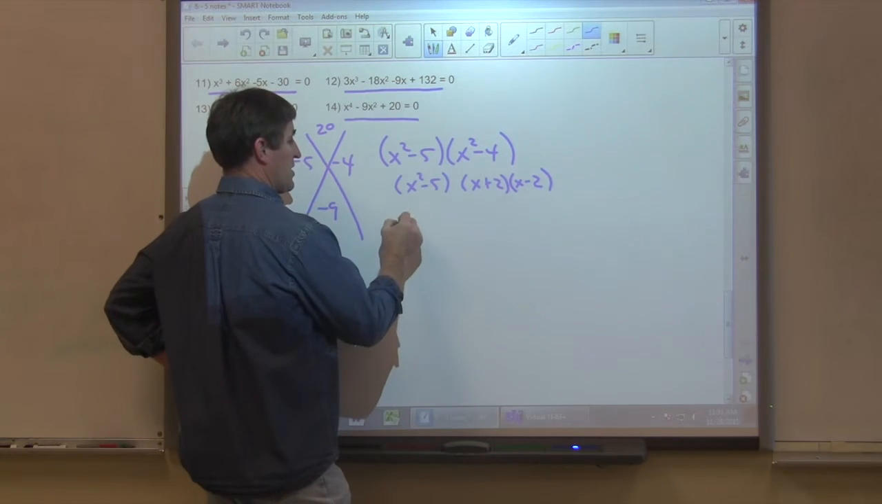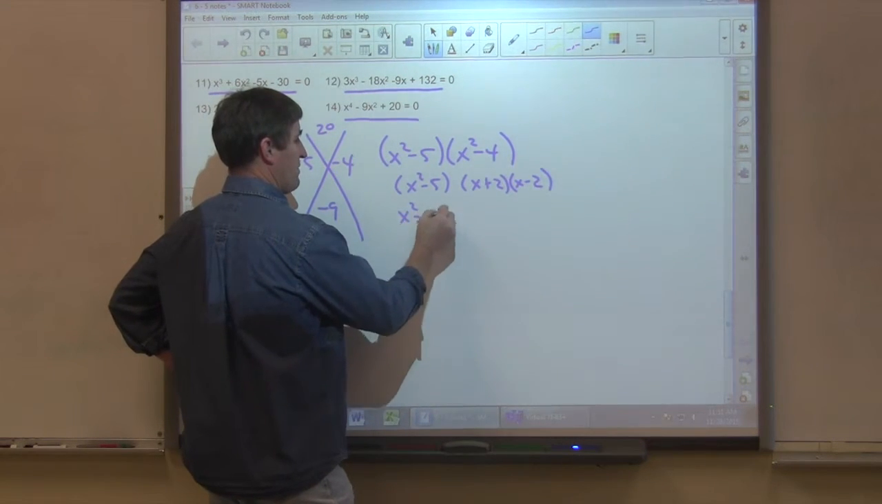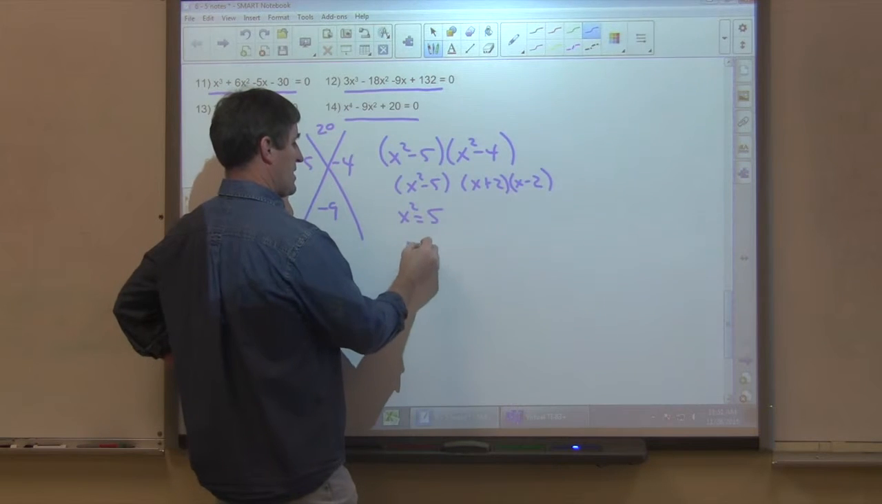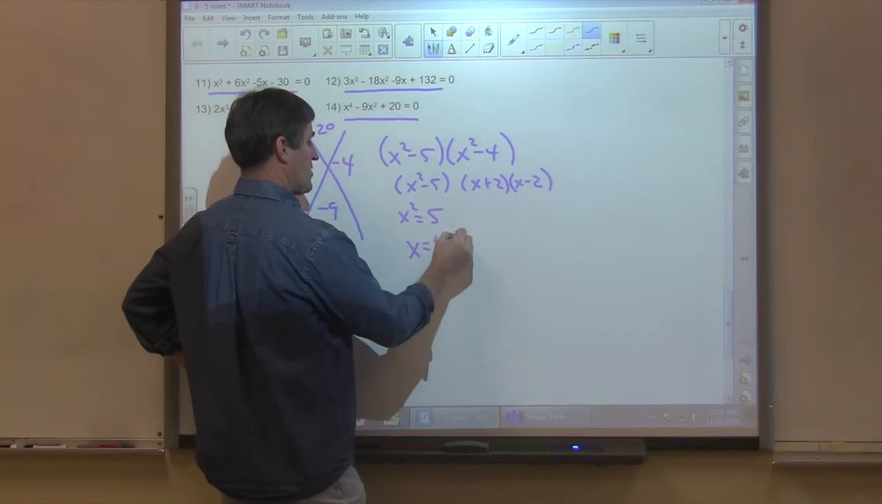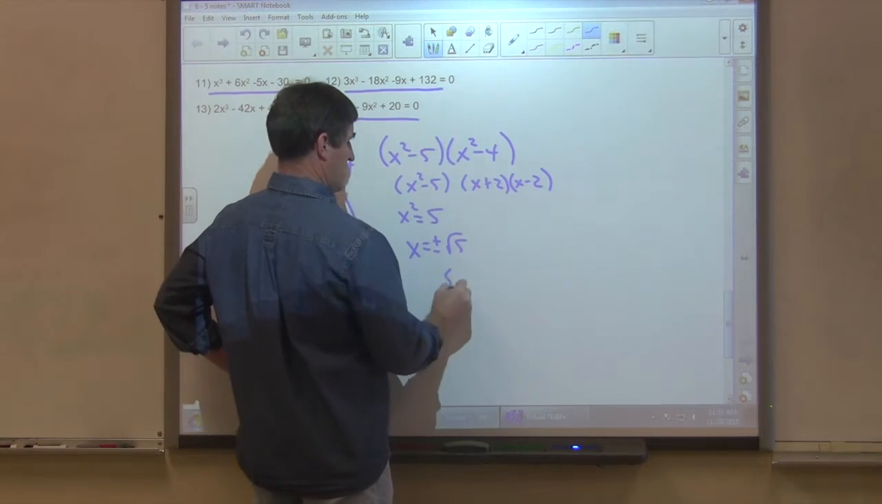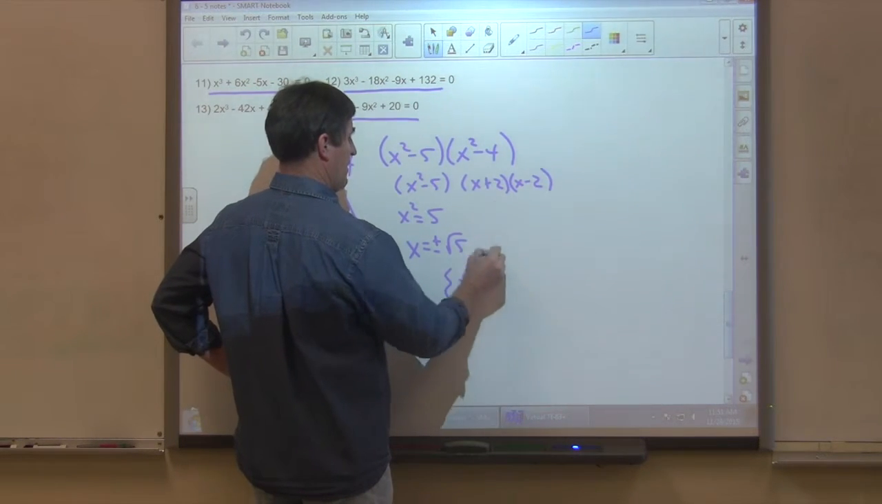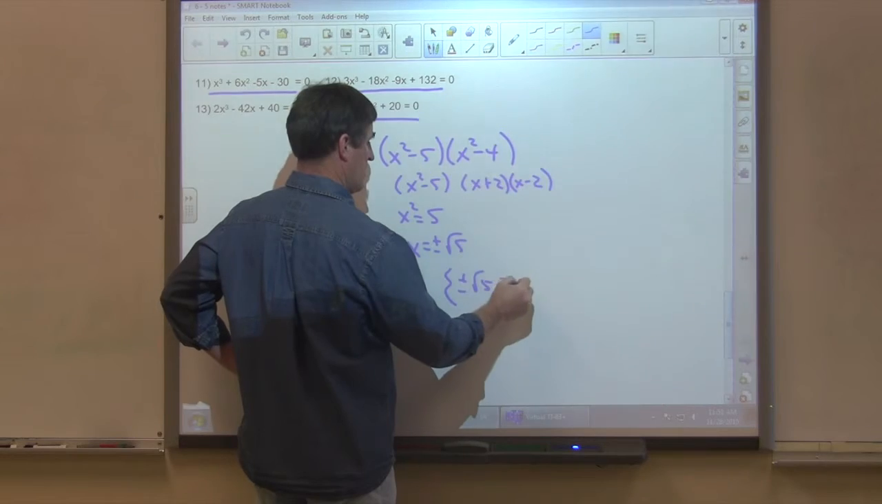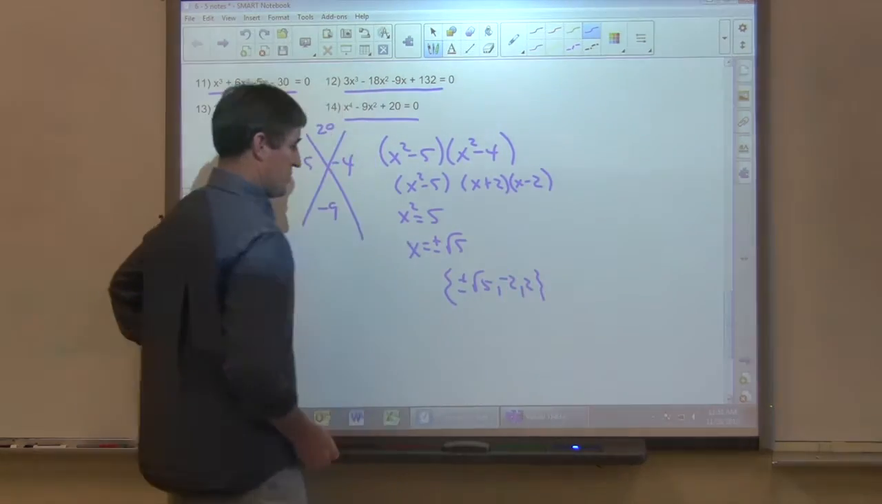So we set it equal to 0. X squared equals 5 by moving the 5 over, so x equals plus or minus the square root of 5. So plus or minus the square root of 5, and then we have negative 2 and positive 2 for our 4 solutions.